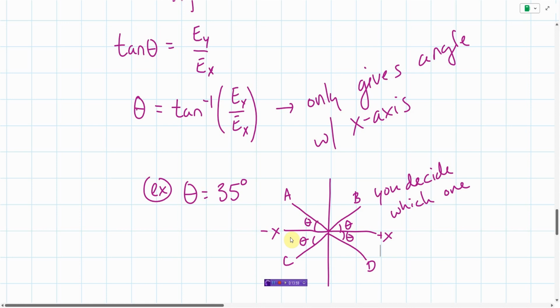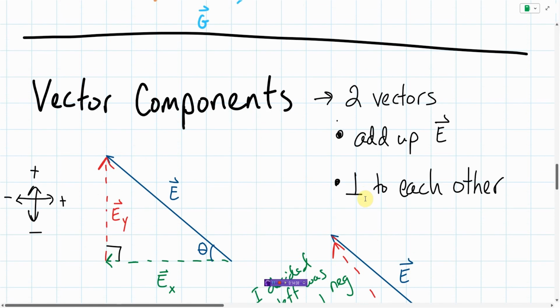Okay. Anyway, this is enough for these notes. This is all about components. Components make right-angled triangles.